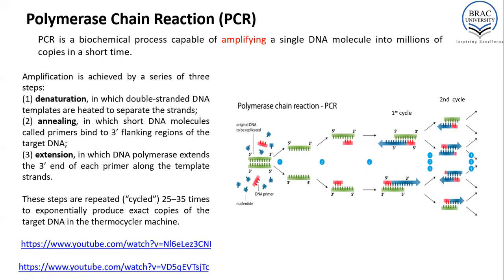The first step is the denaturation, where the double-stranded DNA is denatured to make single-stranded DNA. In the second step, the primer anneals to the single-stranded DNA. And in the third step, there is extension or synthesis of the double-stranded DNA from that single-stranded DNA by DNA polymerase. In that way, we get millions of copies of the same DNA fragment that we started with at the beginning.